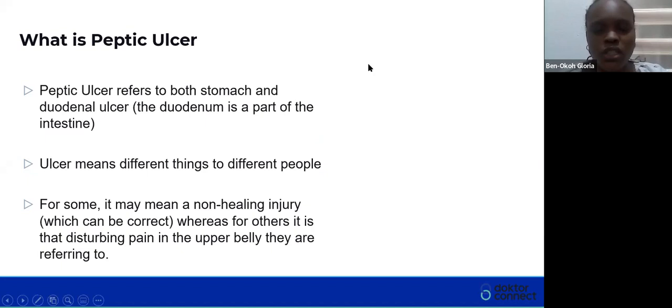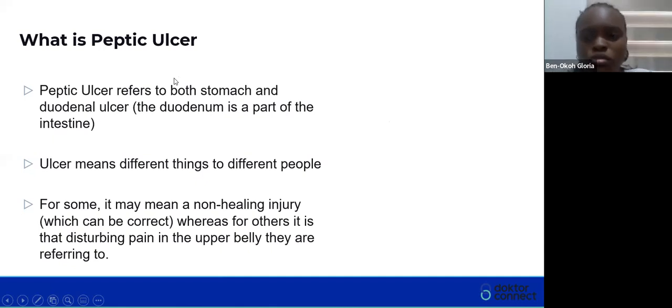And so we all know the stomach. Usually when we eat, food goes through the food pipe in the throat, which is the esophagus, and then it goes to the stomach. The stomach is quite easy to explain. And so what is the duodenum? We all know the intestine, that very long and curly thing in our belly. The duodenum is a part of that long and curly substance. And so what has been shown is that peptic ulcer affects both the stomach and this duodenum.